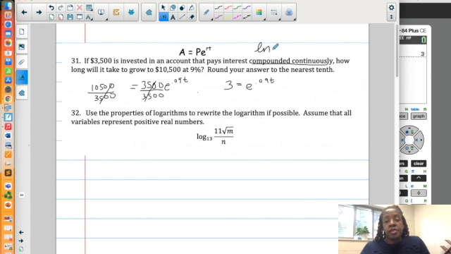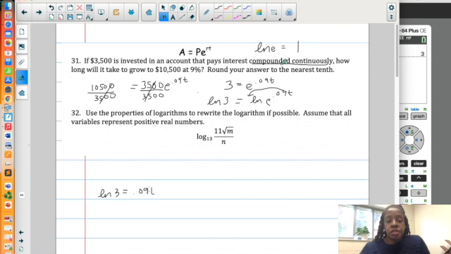The ln of e is always and forever equal to 1, because the ln represents the log base e, so the log base e of e is 1, because e to the 1 power equals e. So we're going to apply a log to both sides: the ln of 3 is equal to the ln of e to the 0.09t. According to our power rule with logarithms, we can bring this 0.09t right to the front, and that's going to give us the ln of 3 is equal to 0.09t.